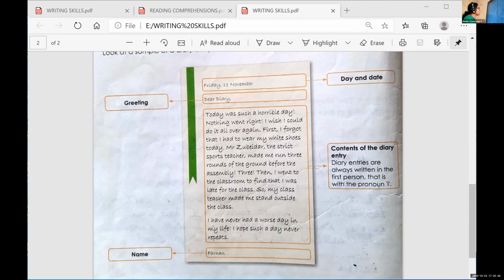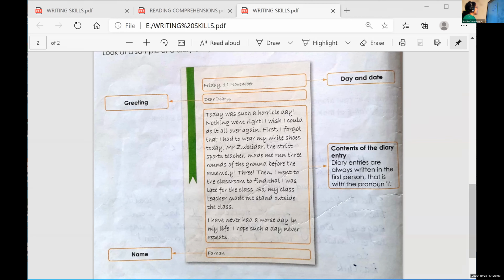First, I forgot that I had to wear my white shoes today. It was a sports day, okay? And this boy forgot to wear the white shoes. Mr. Zubaydar, the strict sports teacher, made me run 3 rounds of the ground before the assembly. And that is a huge ground. Just imagine running 3 rounds in such a huge ground. It will be very, very exhausting. You remember that word, Lizel? What is exhausting? Very tired. Exactly, very tired.